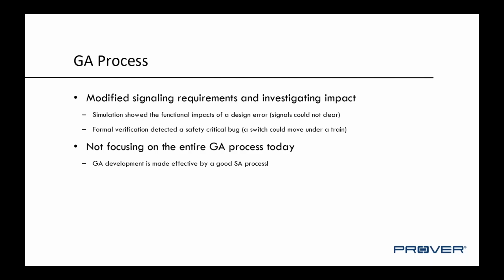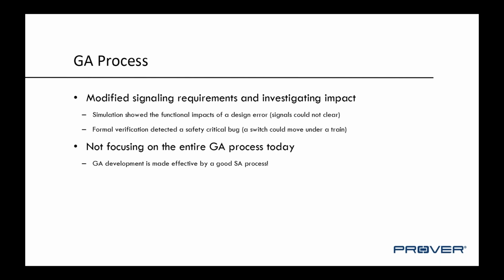And the generic application or GA process, we just touched very briefly upon it, showed what happened if we modified requirements. So we use simulation to show functional impacts of a design error. In this case, we saw that signals could not clear if the switches were not requested to move, but the system was still safe. And we used formal verification for other design errors to show when a safety critical bug was introduced. In this case, that a switch could actually move under a train, which is not really good.